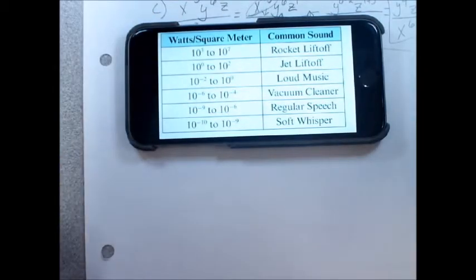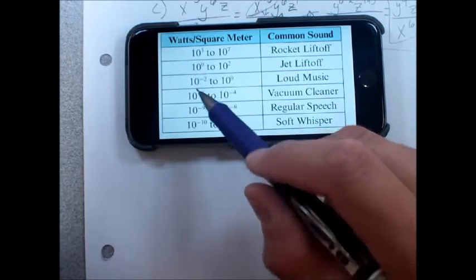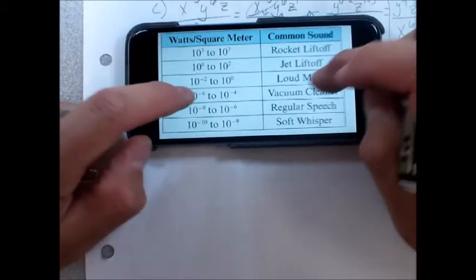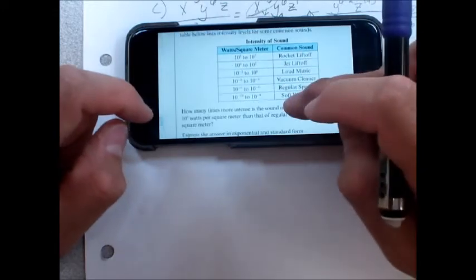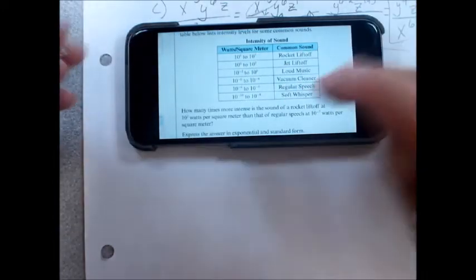Okay. So these are kind of interesting. Rocket liftoff versus jet liftoff. There's quite a bit of a difference there. And then loud music, again, difference. Vacuum cleaner, regular speech, and then a soft whisper. So these are called watts per square meter, common types of sound. I don't know that a rocket liftoff is a common sound, but maybe in some worlds.